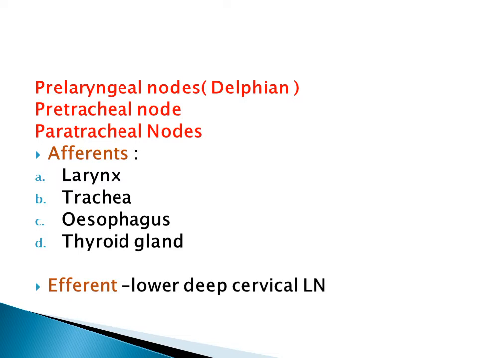If there is cancer in any part and there is a lymphatic spread, it will drain into the lymph node which we have sent for biopsy. So for each area we have different lymph nodes which are called sentinel lymph nodes. In the cervical region, concerning thyroid cancer, the Delphian nodes are considered the sentinel lymph nodes. So to identify the risk of cancer spread, Delphian nodes may be removed at the time of thyroidectomy.